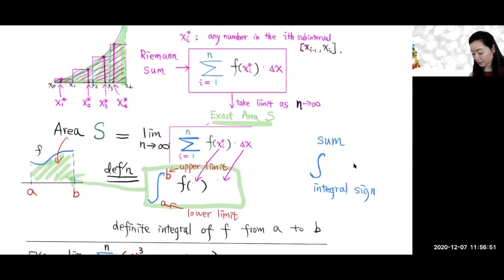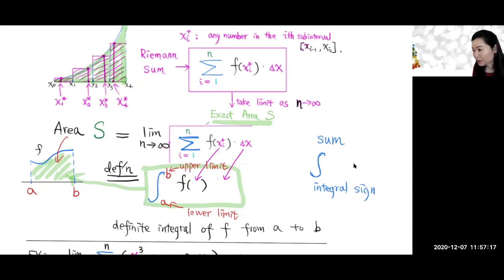By definition, we define the limit of this Riemann sum as the integral of this function. This integral sign here is the limit of this Riemann sum. So this integral here is the limit of this Riemann sum over here.